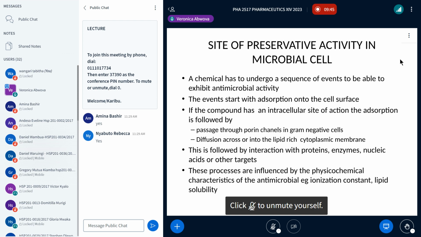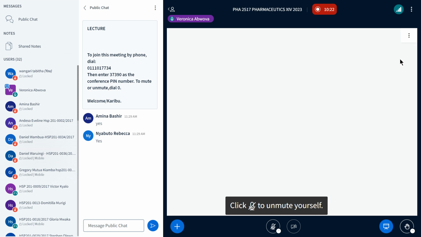or cell membrane. Okay, so this is followed by interaction with proteins, enzymes, nucleic acids, or other targets within the cell. And these processes are influenced by the physicochemical characteristics of the antimicrobial, for instance, ionization constant and lipid solubility. Okay, this will basically influence where the chemical will be able to get to within the cell.